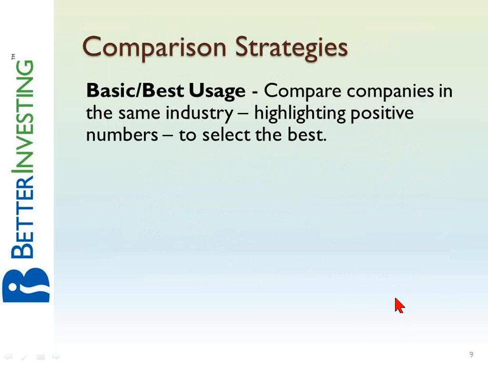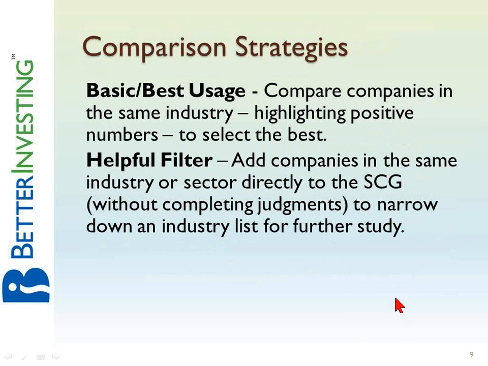There are some others. So we talked about the basic way, where you're going to compare companies in the same industry, and you're going to highlight the best on each row in order to select the best company. One other way that I will show you today, and I used it in preparation for this webinar, is adding companies in the same industry without completing the judgments. I wanted to compare some basic things in order to narrow down my list to 5. So there is a way now that you can just add a company directly to the comparison guide and very quickly see if it should be in or out. So I'll show you that too.